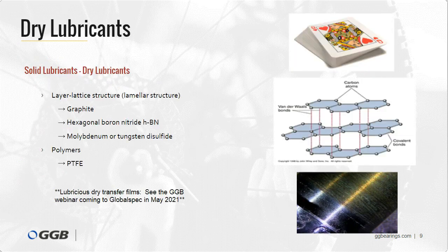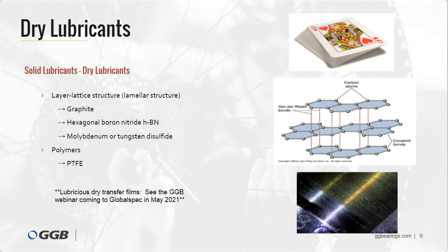A little bit more on these dry lubricants. Here's just another schematic of how they work. The top one shows a deck of cards, which kind of acts as a good practical explanation of how these work. And the middle diagram shows the layered structure with very strong bonds within the layers, but very weak bonds between them. And thus, they are able to shear easily and lubricate as a result.